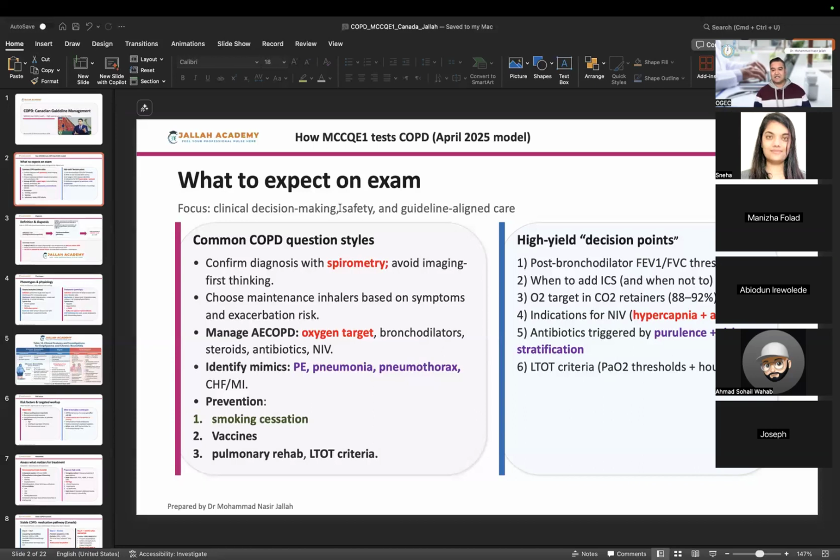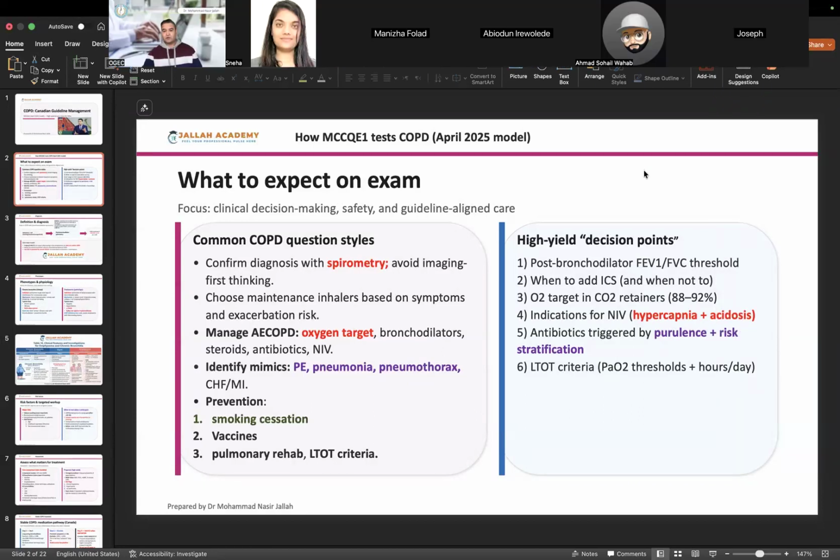So high yield decision points: post-bronchodilator FEV1 over FVC threshold. That is something that you need to know in order to diagnose COPD or to differentiate between COPD and asthma.